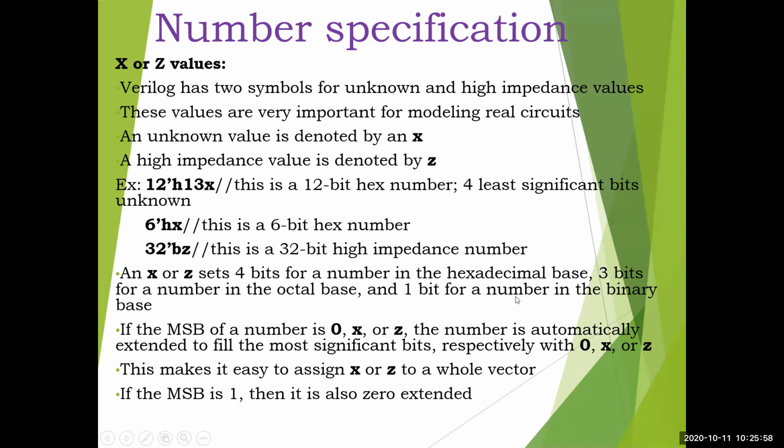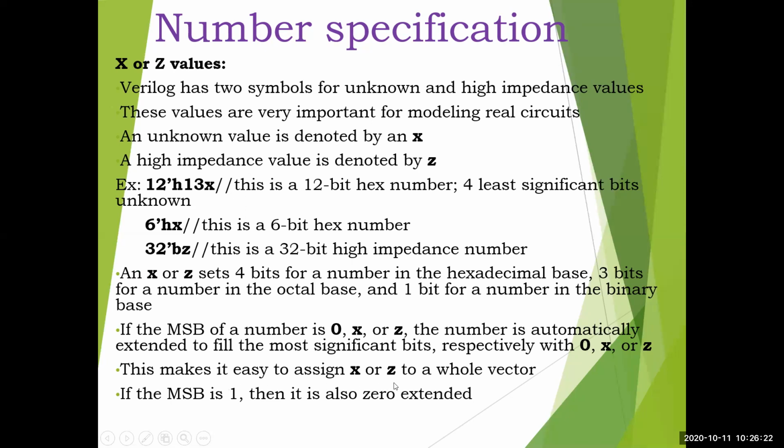Okay, so a number like that. Octal is 3 bits, right? 2 to the power 3, 2 to the power 4, like that. If the MSB of a number is 0, X or Z, the number is automatically extended to fill the most significant bits, respectively with 0, X or Z. MSB and LSB bits, right? So if the MSB is 0, X or Z, the number is automatically extended.